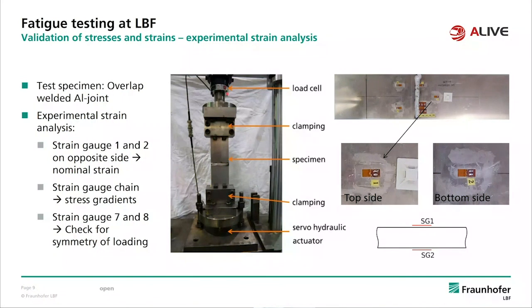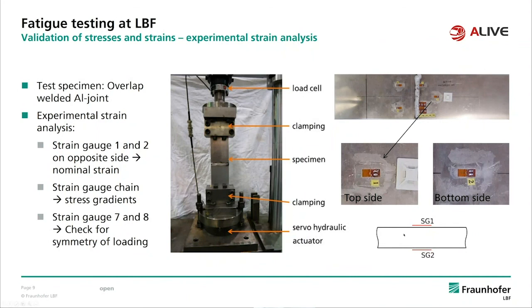Here on the top side is a load cell, on the bottom side is the servo hydraulic actuator. And we performed a strain analysis for this. So we have strain gauge 1 and 2. This is shown here on this side. On the bottom side, it's directly on the opposite. And this is actually chosen to measure a nominal strain.